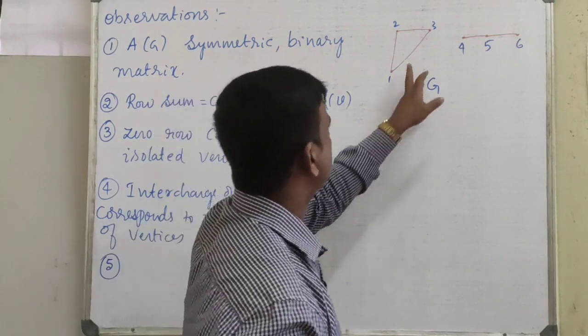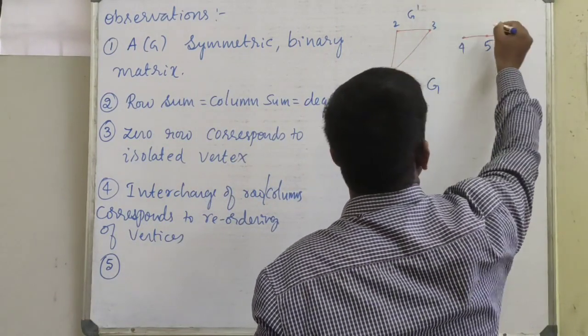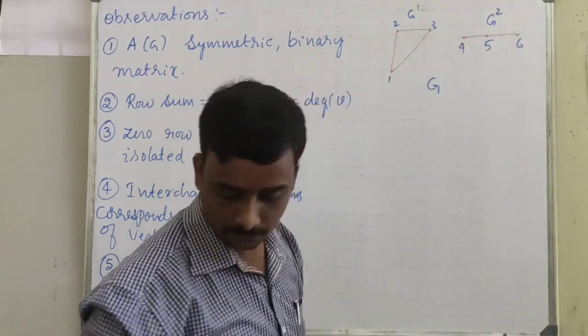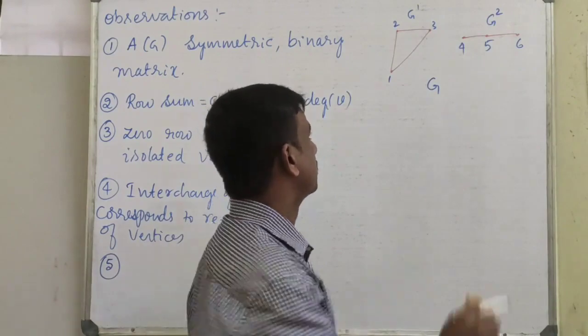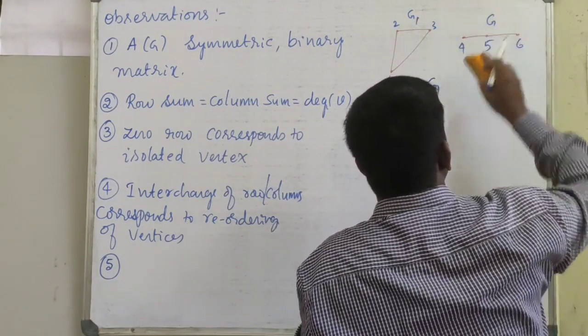Now take this component as say G1, and this component as G2. Now G is the union of G1 and G2. Okay, I will write like this: G1, G2. Otherwise it will be confusing.